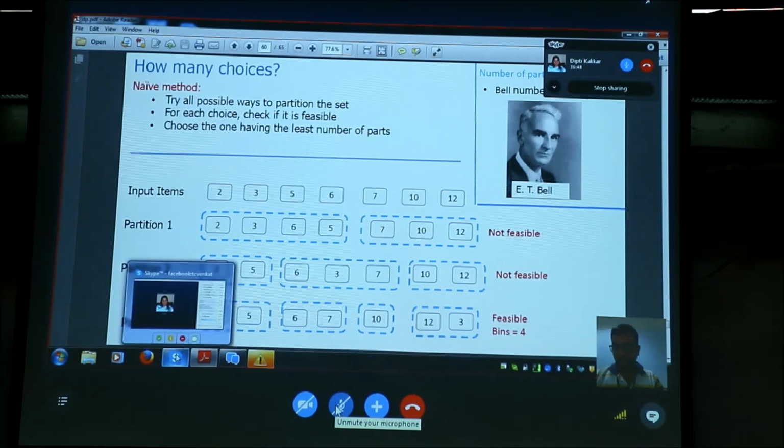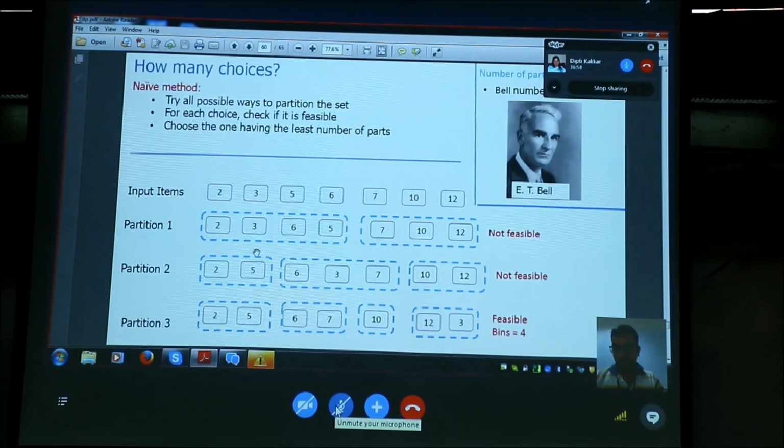Now, you sit down and write first of all a program for generating all possibilities, all ways of partitioning this, and for each one of them go and check whether every bin is okay, within the budget. Then among those, choose the one that uses the least number of bins. That is the naive method. The running time of this program is the number of ways to partition a set. Given a set, how many different ways are there to partition it? That number is quite huge actually.